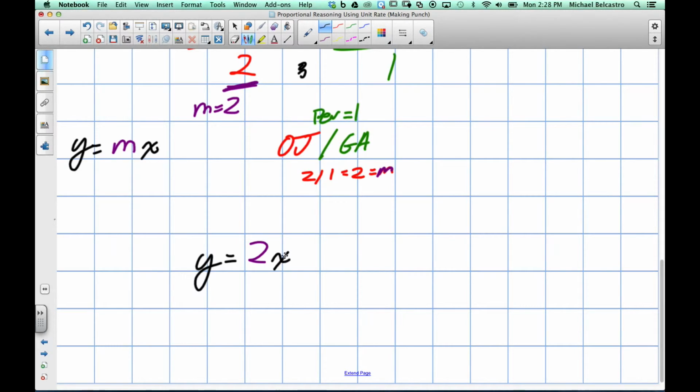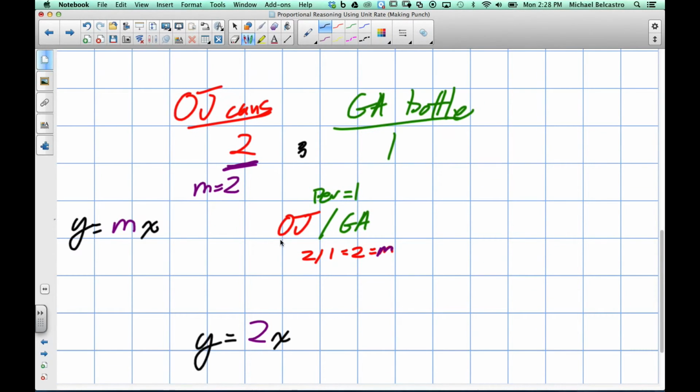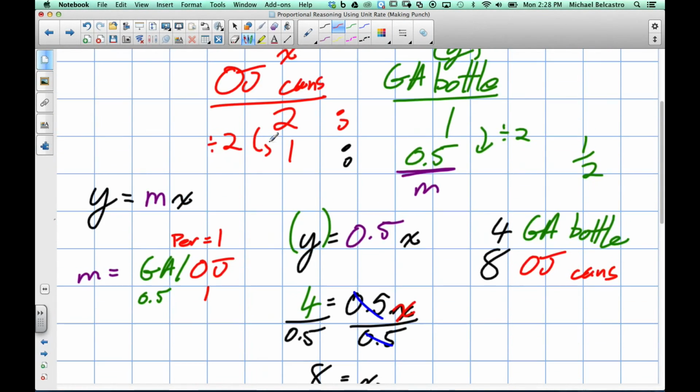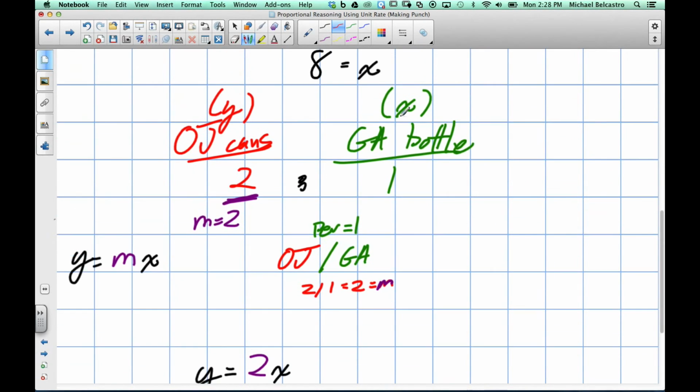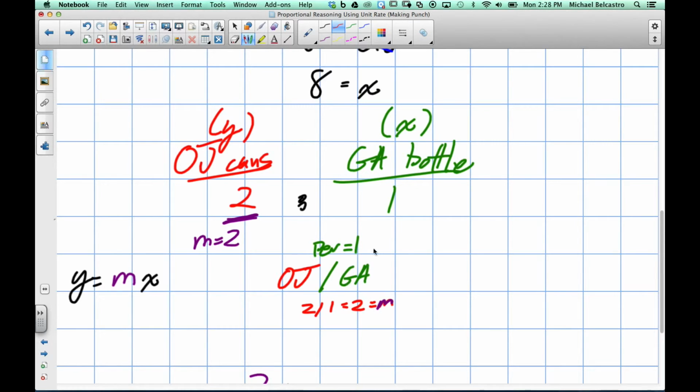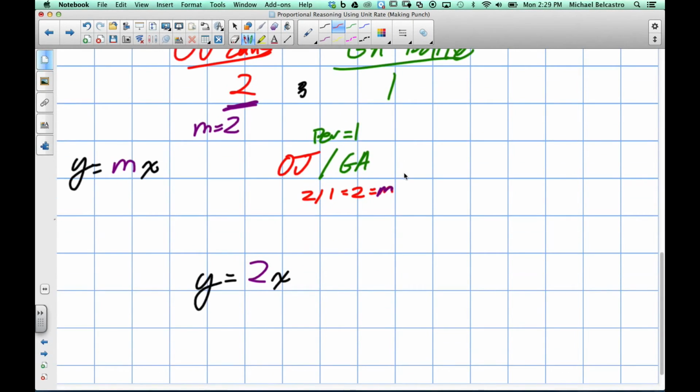Okay, 2 times X. Now, with this being said, though, I didn't define this at the beginning. If that's going to be our rate, okay, that means our ginger ale is actually our X variable, and our OJ is our Y, which is the opposite of what we had before. Remember, ginger ale was Y and OJ was X. In this one, because this is our ginger ale, our rate is in X. So ginger ale bottles is X. So it's a little different this time.